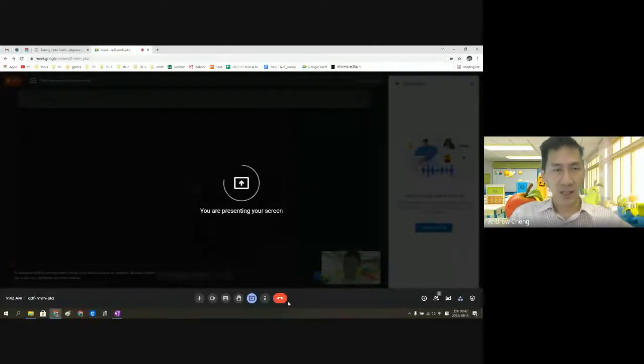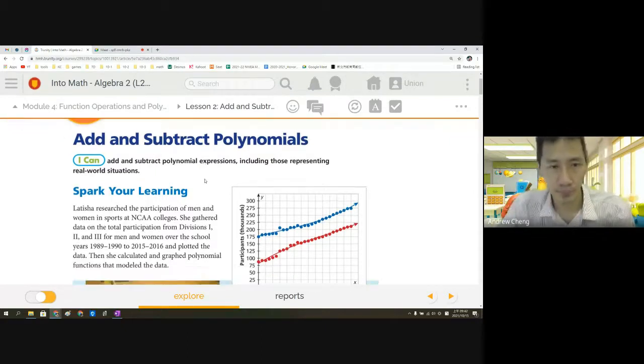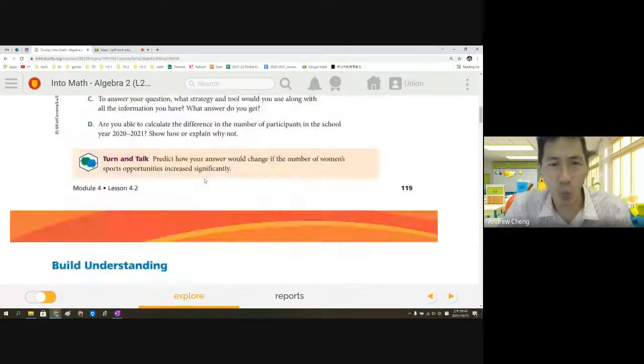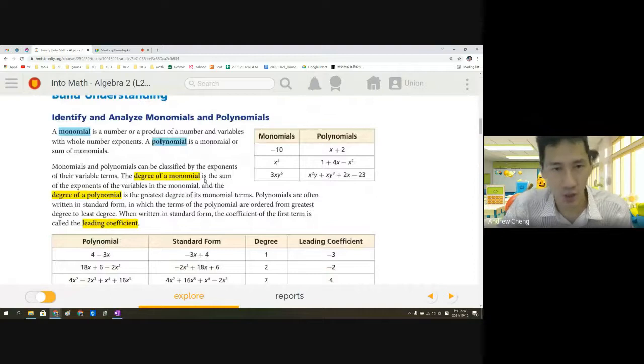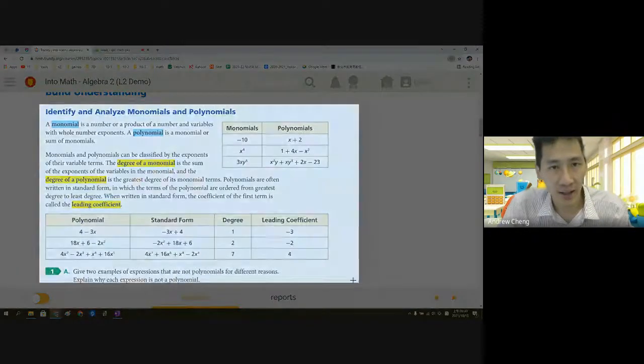All right. So add and subtract polynomials. First of all, we have to understand what polynomials are. A polynomial, if you see here, is made of monomials.